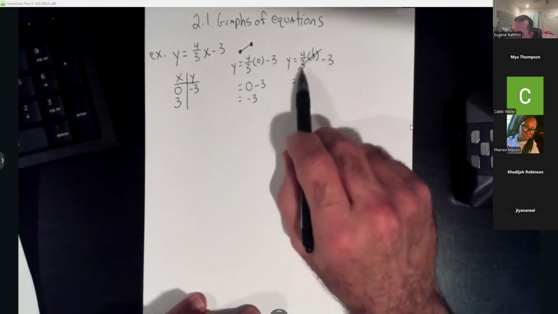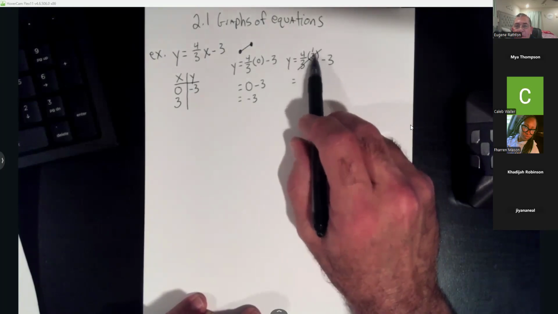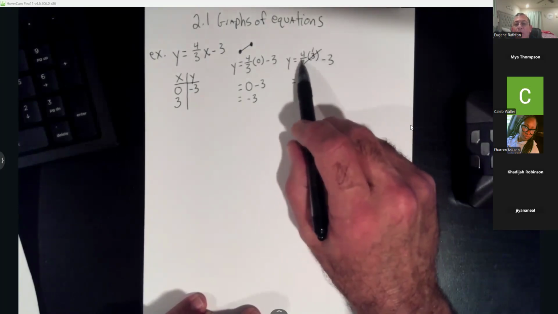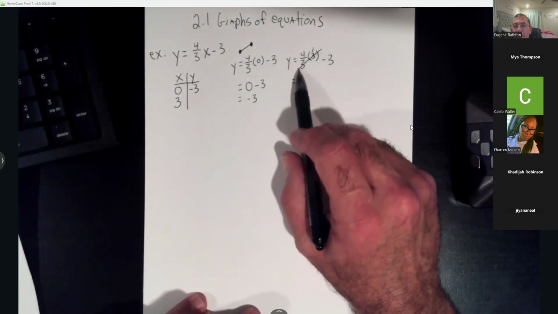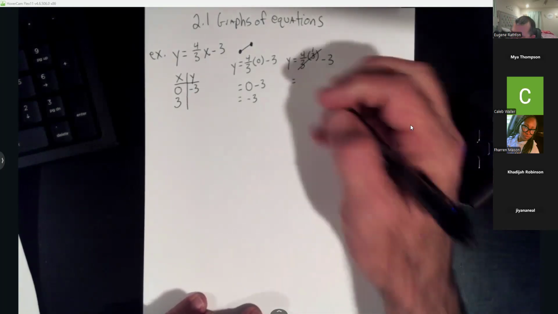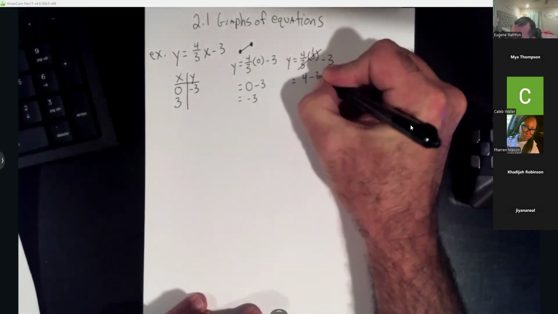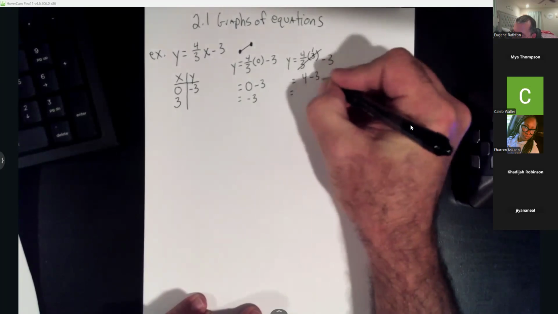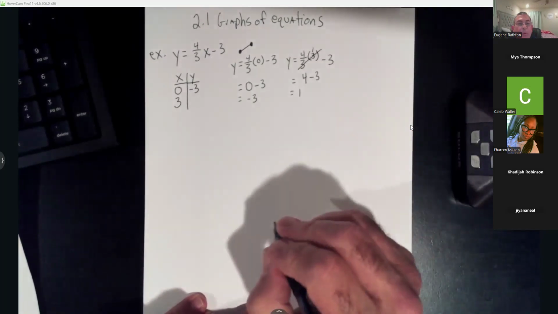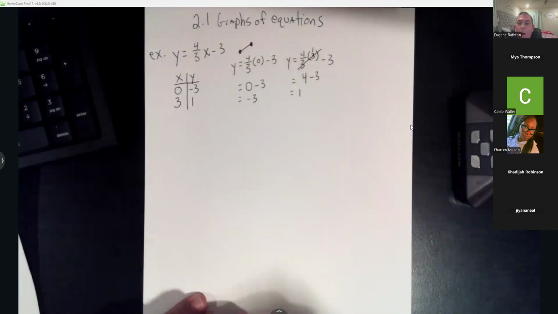Now, I could have used a 6, because 6 divided by the 3 would have made that a 2. So any multiple of 3 cancels out the fraction. So now I got 4 times 1, which is 4, minus my 3. And y'all, 4 minus 3 gives me a 1. So when x is 3, y will be 1.